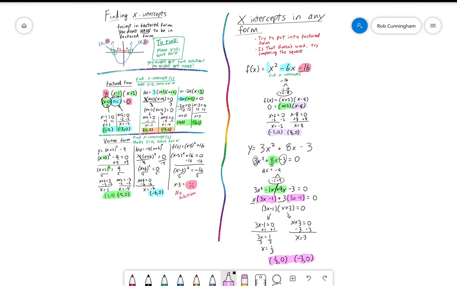So that's it for x-intercepts. The basic idea: make y equals 0, solve for x. The actual mechanics of solving for x might vary from problem to problem, but the basic idea, make y equals 0 and solve for x, is consistent for every single x-intercept that you'll ever find.